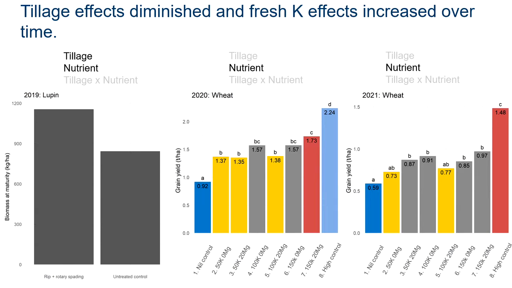So at this site, it is a factorial of tillage treatments by nutrient management treatments, where the focus is on potassium and magnesium. So in the first year, we saw a response to deep ripping and rotary spading, but really not a lot in it. That's shoot biomass of lupins at maturity.